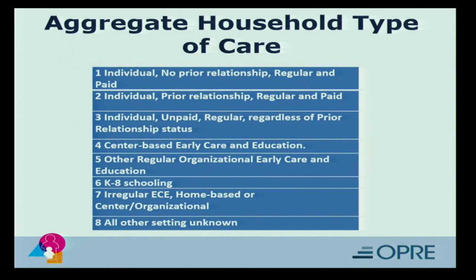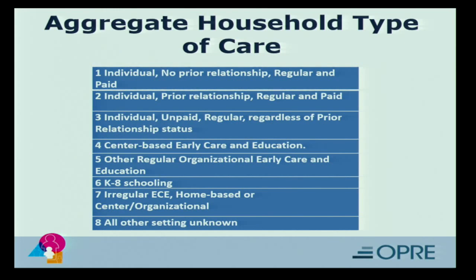The second category is individuals who did have a prior personal relationship to the child, but also provide regular care to that child and are paid for it. So this could be a next door babysitter who had a prior personal relationship as a neighbor, but cares for a child every day after school for payment, for example. Unpaid individual care, if it was regular, is always in the third category, regardless of prior relationship status. But as you can imagine, if somebody's providing regular unpaid care, there almost always is a prior personal relationship.